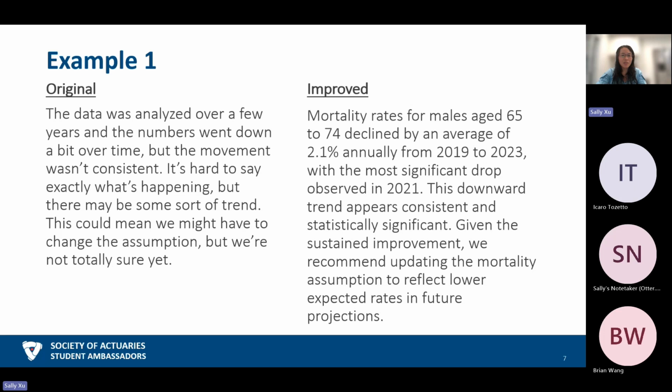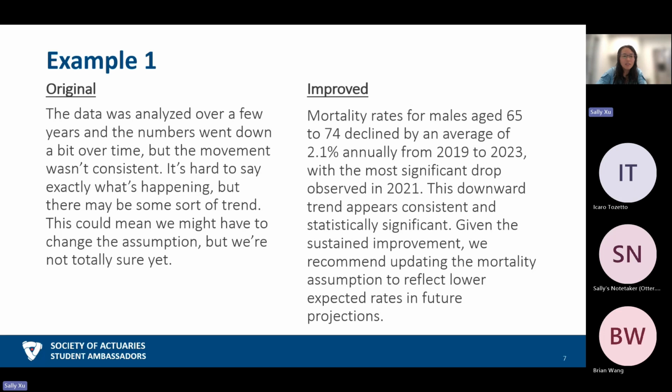So looking at this, it carries a sharper tone. It sounds more professional. And really the biggest difference is including hard evidence in there, right? So you saw, mortality rate for male age 65 to 74 declined by an average of 2.1% annually from 2019 to 2013. So this noted the actual trend that's happening. And then it used stronger language to say that it's a consistent and statistically significant trend.